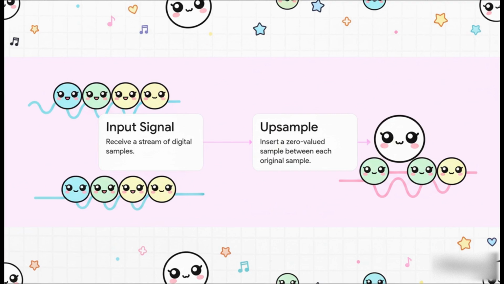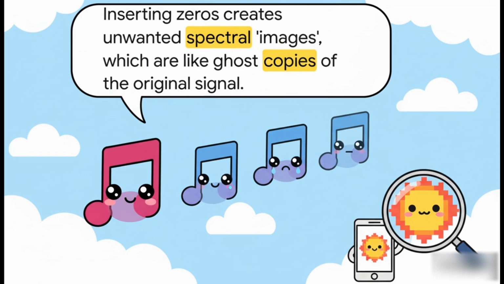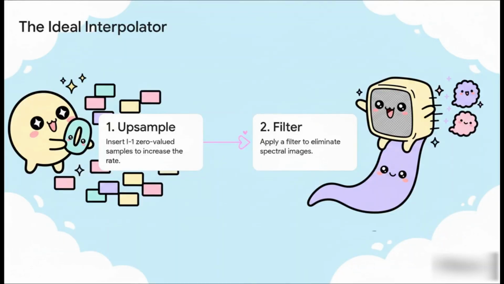But yeah, we've created a whole new issue. This whole process creates these unwanted copies, or images, of the signal's frequency content up at higher frequencies. It's the digital equivalent of blowing up a small photo and just getting a blocky, pixelated mess. The information is technically there, I guess, but it sounds harsh and totally inaccurate. And wouldn't you know it, the filter comes to the rescue again. The ideal interpolator inserts those zeros, and then it immediately applies a filter. This filter's job is to intelligently fill in the blanks, basically. It smooths out all that blockiness and gets rid of those nasty spectral images to reconstruct a clean, accurate signal at the new higher sampling rate.